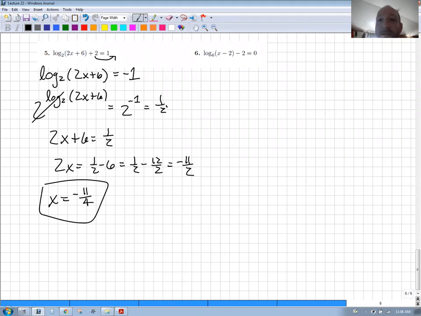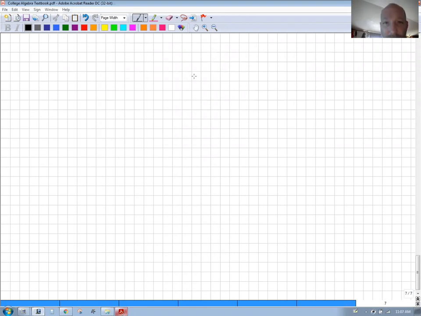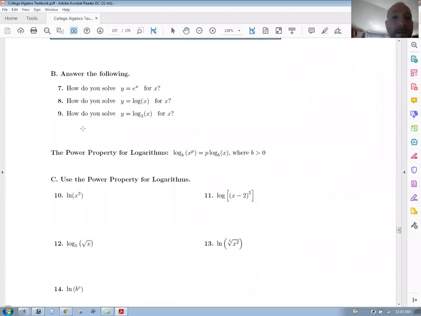All right, number 6. Let's isolate the log again. So we'll add 2 to both sides. Now we'll do 6 to the power of both sides. Yeah, x minus 2, 6 squared is 36. So adding 2 to both sides, we'll get a 38. Let's look at these.